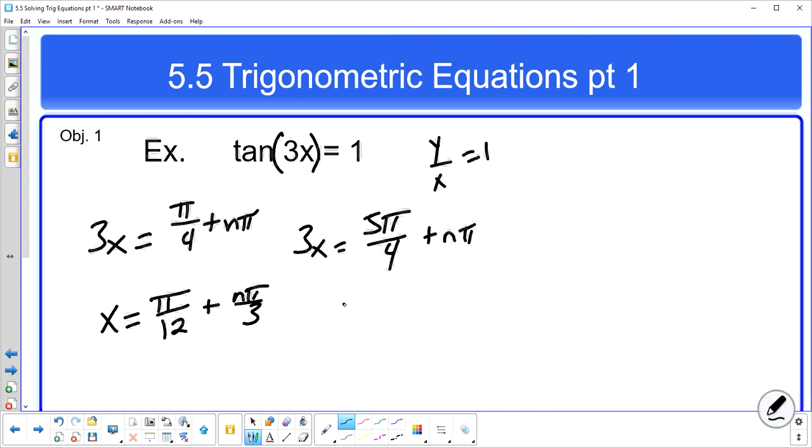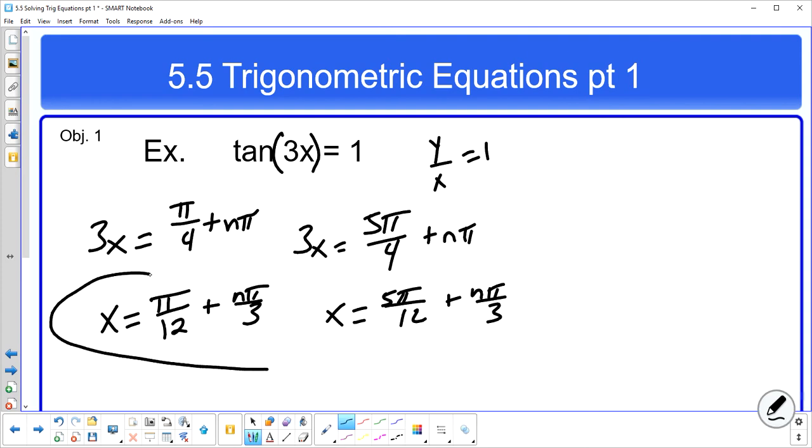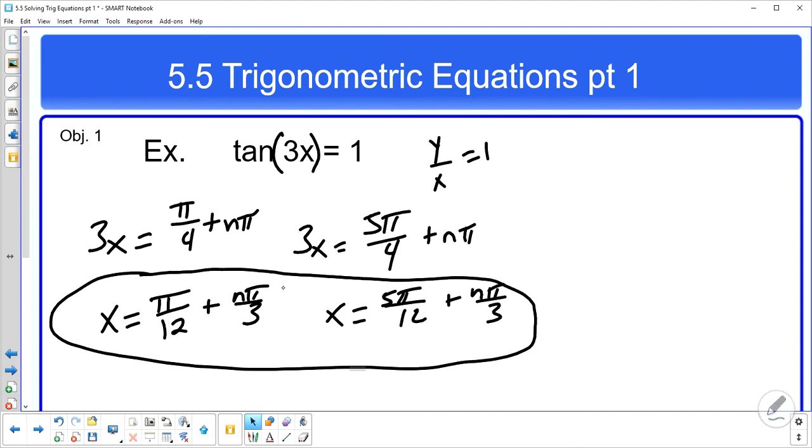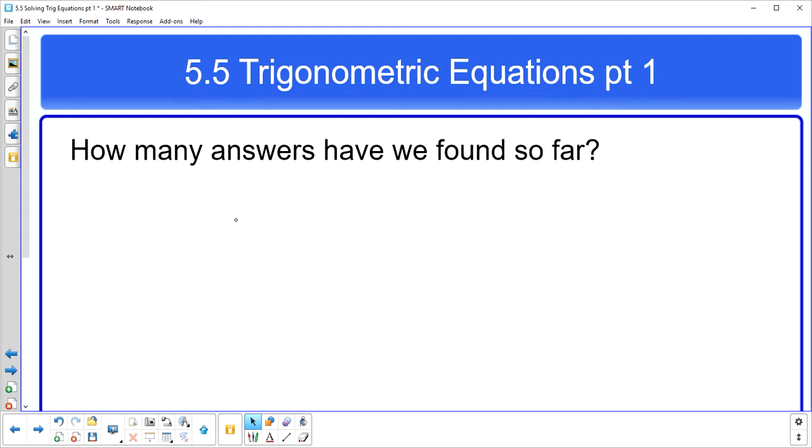That is one set of infinite solutions. The other one, dividing by 3, we'd end up with 5 pi over 12 plus n pi over 3. This would be your two sets of infinite solutions. And I know that's a little bit complicated. Again, we'll talk a little bit more tomorrow about why we're adding n pi and why we're adding 2n pi, if that's what's confusing you.